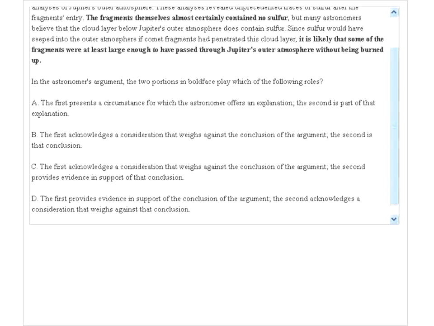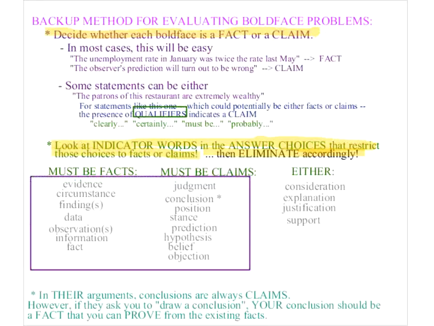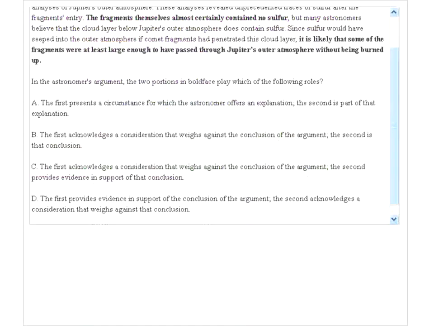When you have fact versus claim, three screens ago, remember the presence of qualifiers indicates a claim. Okay, guys, if you see clearly or certainly or must be or probably, those are not facts. Just make sure you learn that, because facts don't have to be presented with this kind of dressing on them. Especially not certain, especially not almost or probably or could be. Not only are things like this not facts, they actually can't be facts, because almost certainly, by definition, means it's not certain.